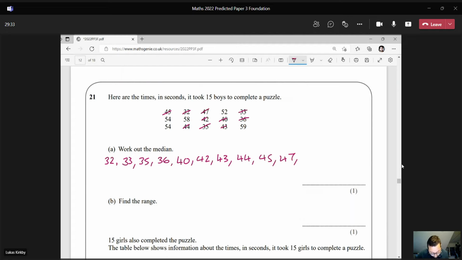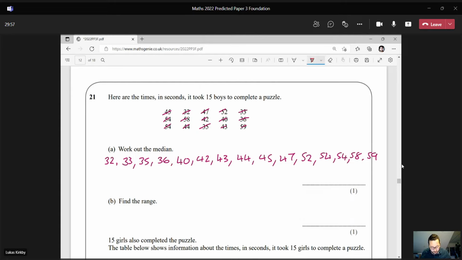47. This is mind-numbingly tedious, so please forgive me. 47. Then we've got 52. We've got two 54s. We've got 58. And then 59. Alright, one of the easiest questions to make a mistake on, just because it's so dull to do and it's easy to make a mistake.